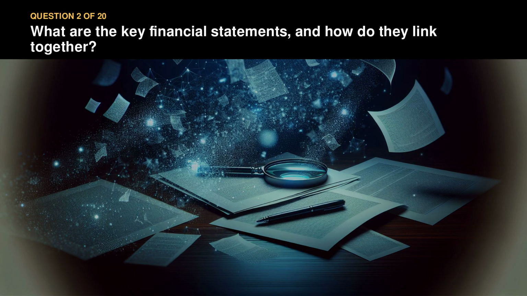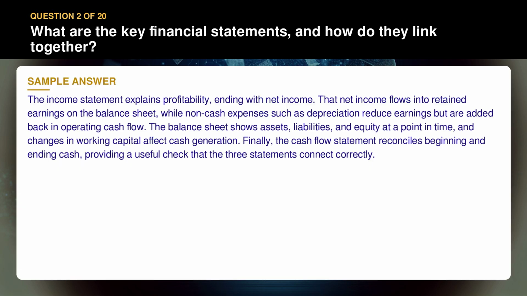Question 2. What are the key financial statements, and how do they link together? The income statement explains profitability, ending with net income. That net income flows into retained earnings on the balance sheet, while non-cash expenses such as depreciation reduce earnings but are added back in operating cash flow.